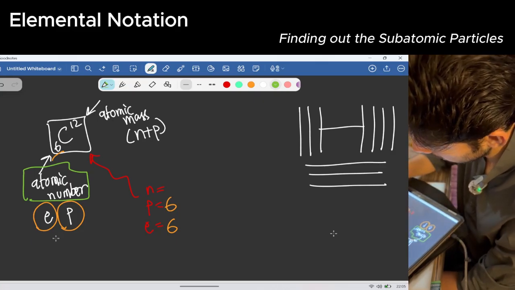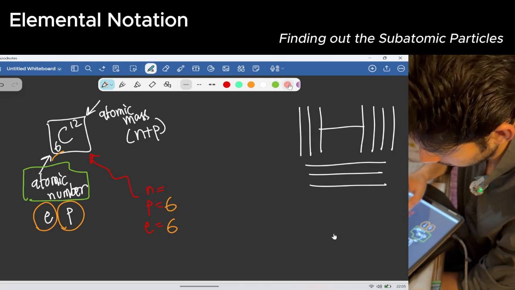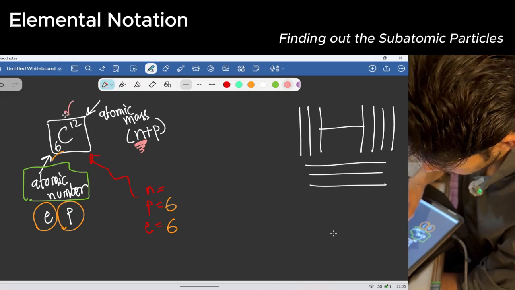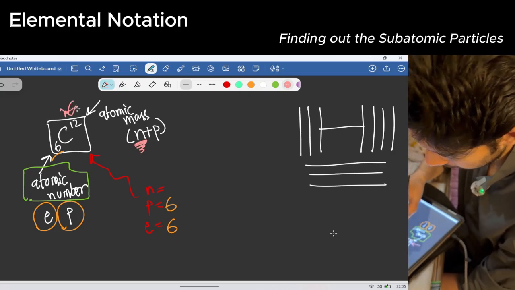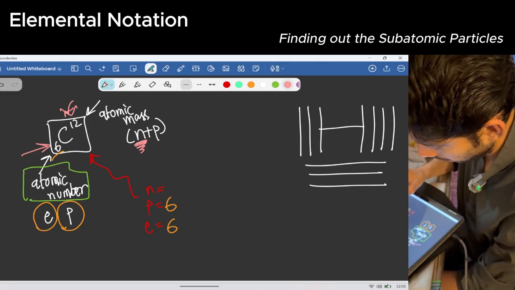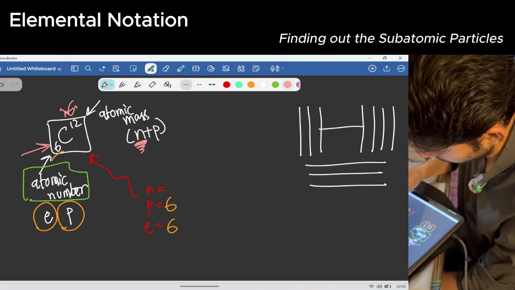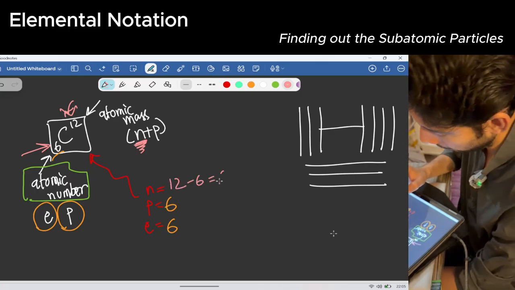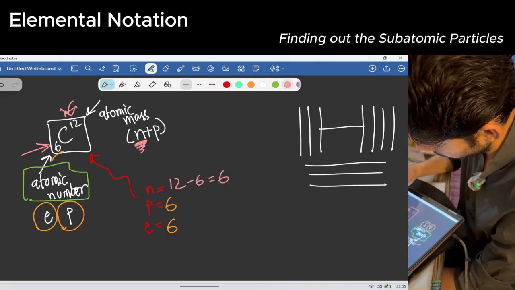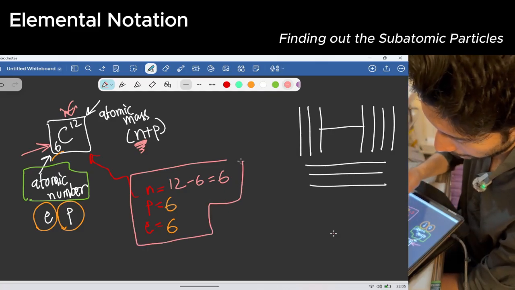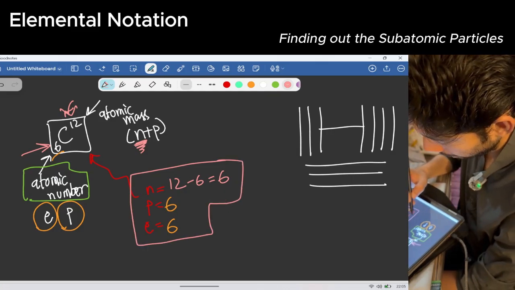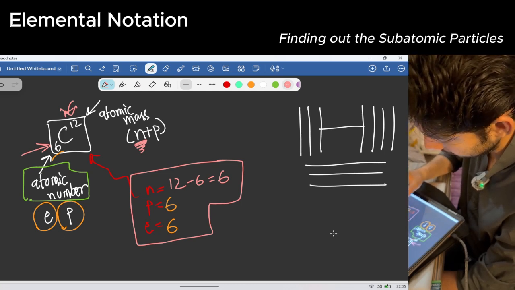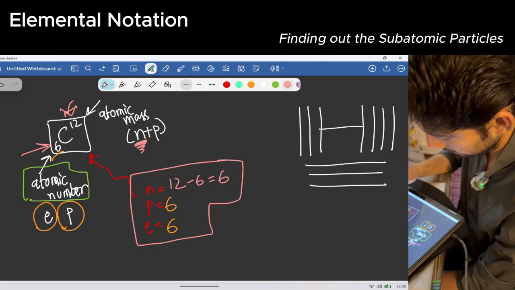Now, as for the number of neutrons in this carbon, I'm going to subtract the small number from the big number, and I'll eventually get the number of neutrons. So 12 minus 6 will give me an answer of 6. So these are my subatomic particles, which I can easily calculate by assessing the numbers in the way I've exactly shown you, right?